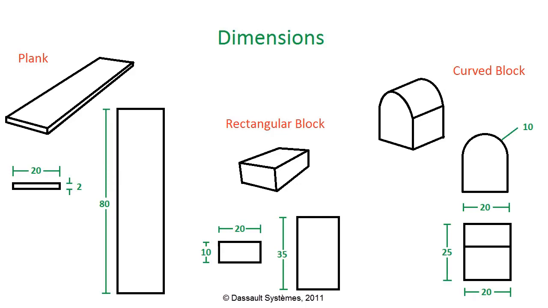The plank is made of aluminum 2024T3 with a mass density of 2,770 kilograms per meter cubed, a Young's modulus of 73.1 gigapascals, and a Poisson's ratio of 0.33. The rectangular and curved blocks are made of AISI 1005 steel with a mass density of 7,872 kilograms per meter cubed, a Young's modulus of 200 gigapascals, and a Poisson's ratio of 0.29.